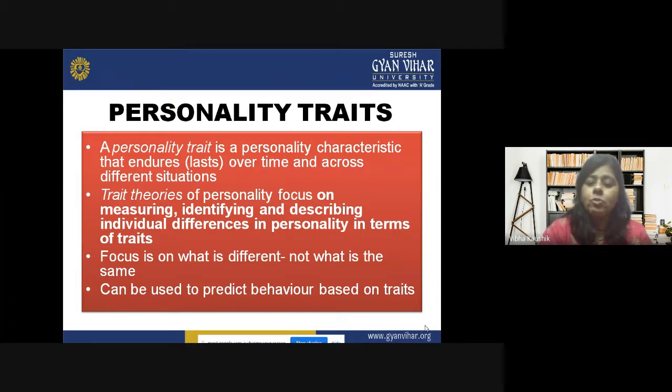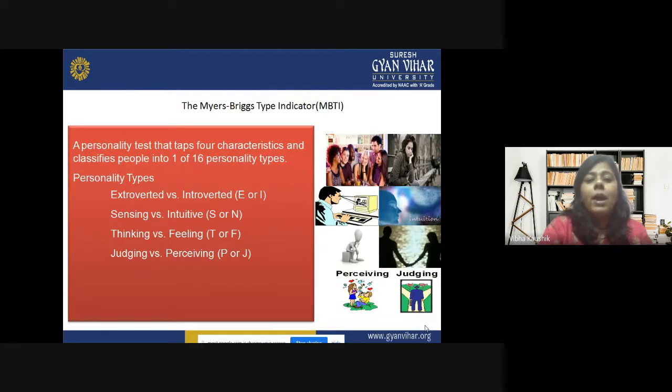The Myers-Briggs Type Indicator (MBTI) is a personality test that tests four characteristics and classifies people into one of 16 personality types: extrovert versus introvert, E or I; sensing versus intuitive, S or N; thinking versus feeling, T or F; judging versus perceiving, J or P.